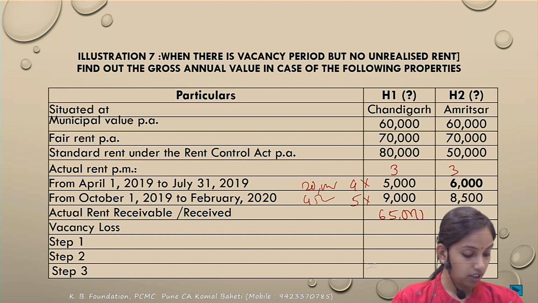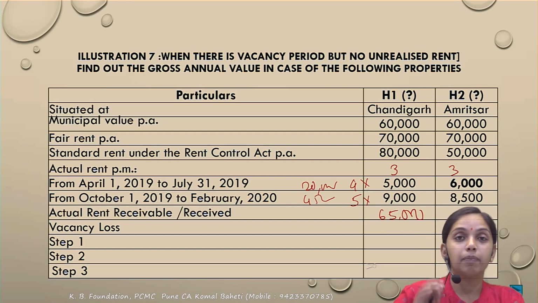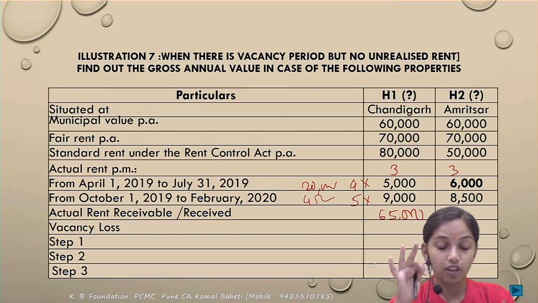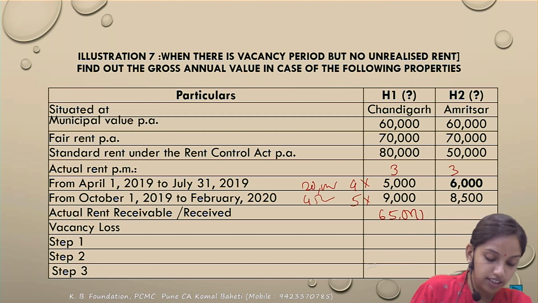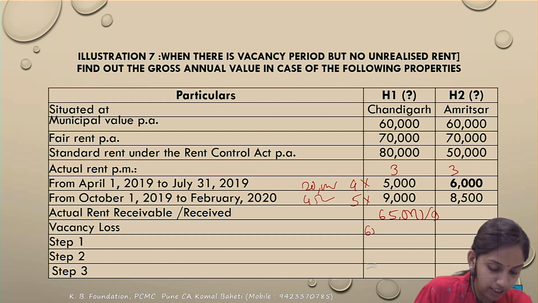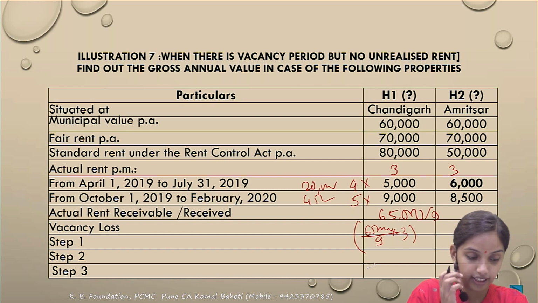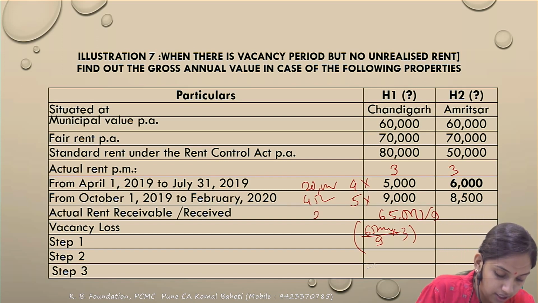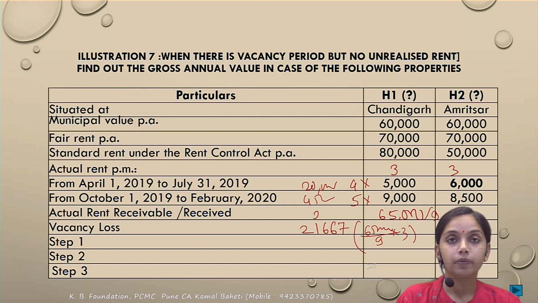Next, vacancy loss. How much is the vacancy loss in this case? How to calculate the vacancy loss? The property was vacant for the 3 months, correct? Now the rent has changed in between, so I will take out the average rent. 65,000 is the rent for the 9 months. So I will calculate 65,000 divided by 9 multiplied by 3, and I will get the vacancy loss figure. So how much is it? Yes, it is 21,667. 21,667 is the figure of the vacancy loss. Are you clear with it?